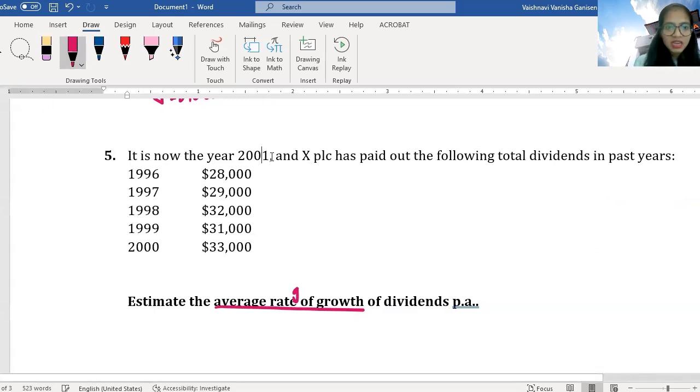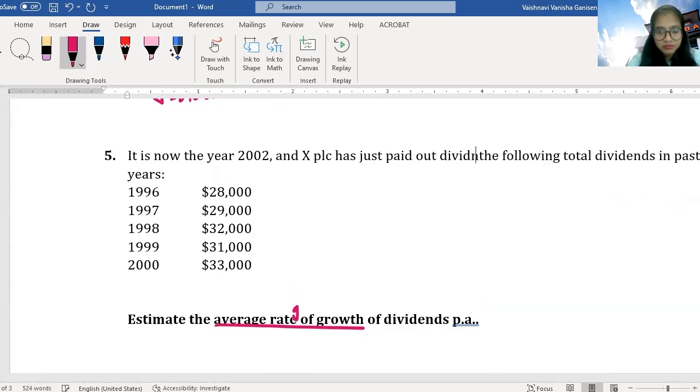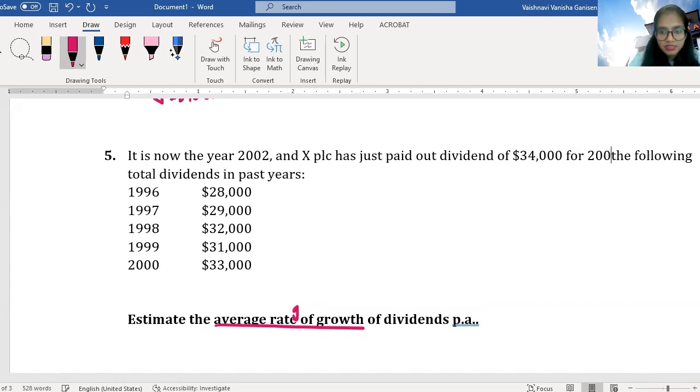Okay. Let's say he said now is 20x2. XPLC has just paid out dividends of 34,000 for 2001 and the following totals dividend in the past years.